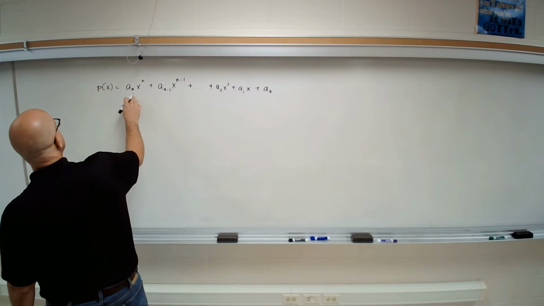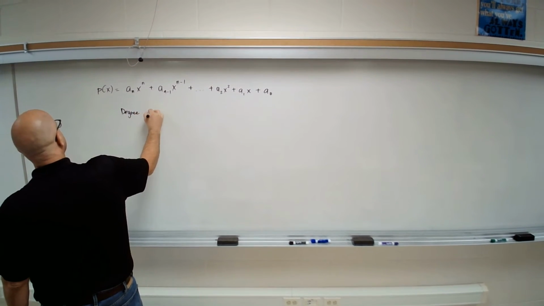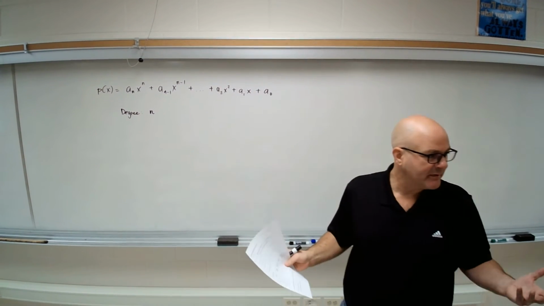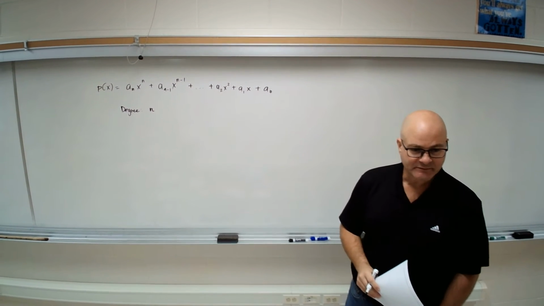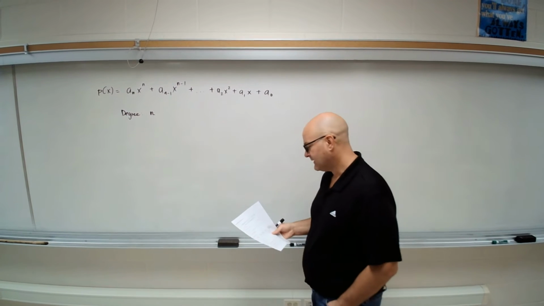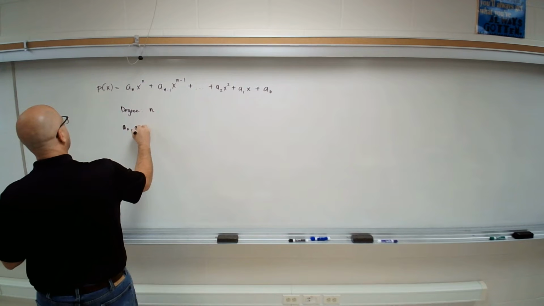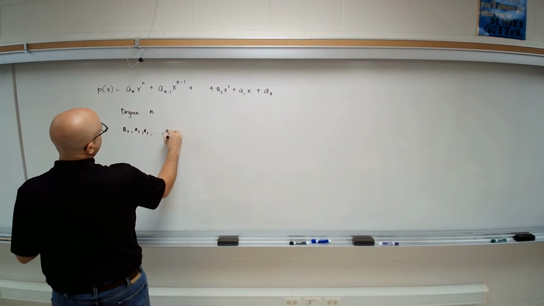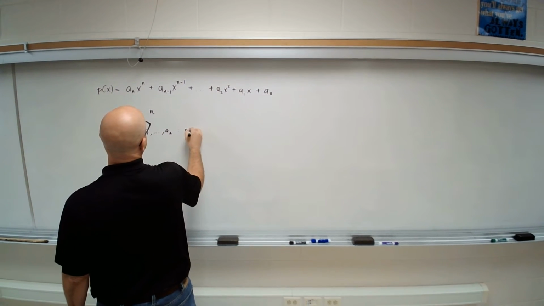So the biggest power you see is going to be the degree of the polynomial. So this polynomial would be degree n. That's just the biggest power. If the biggest power is an 8, it's an 8th degree polynomial. If the biggest power is a 3, it's a cubic or a 3rd degree polynomial. The numbers a sub 0, a sub 1, a sub 2, etc., on up to a sub n are called the coefficients of the polynomial.